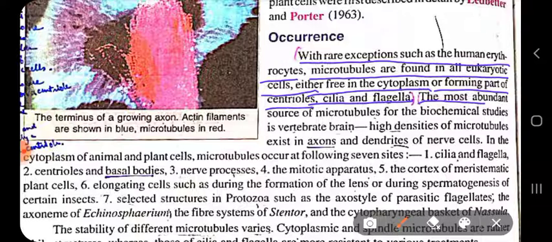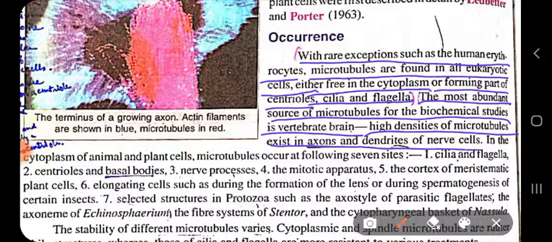The most abundant source of microtubules for biochemical studies is the vertebrate brain. If you want to see where mostly this type of microtubules are found, it is found in the brain of vertebrates. High densities of microtubules exist in the axons and dendrites of the nerve cells. Microtubules are abundantly found within the axons and the dendrites of the nerve cell.